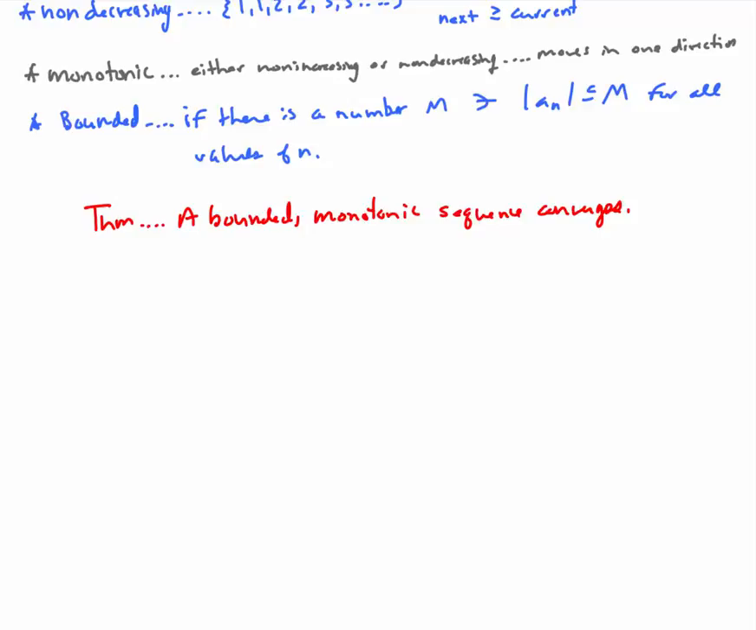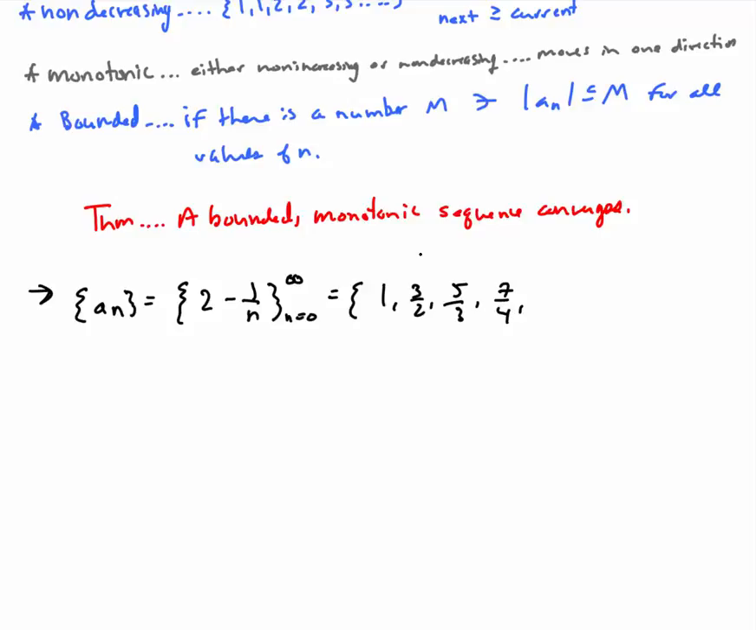Let's go ahead and look at some particular problems where this could come into play. So for instance, we could have a sequence a sub n. Let's look at 2 minus 1 over n, n equals 0 to infinity. Let's go ahead and write out some terms. I think 1, 3/2, 5/3, 7/4. I think you get that pattern in the numerator, 1, 3, 5, 7, 9. Denominator is 2, 3, 4, 5.